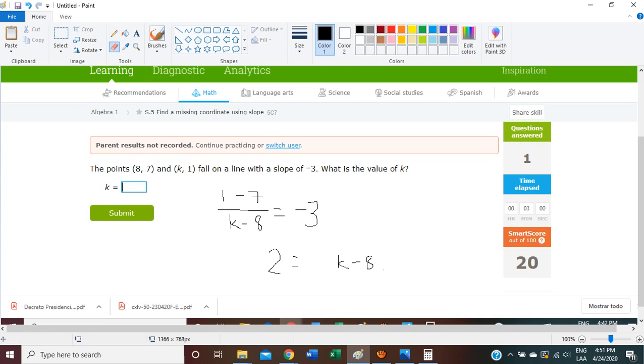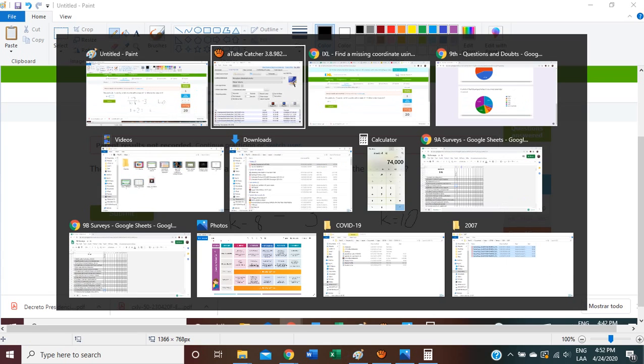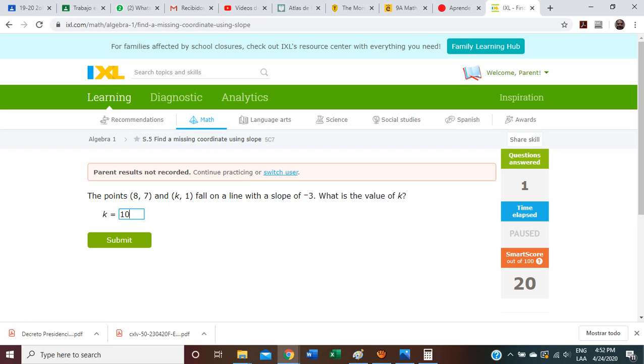minus 8. So what I am going to do now is to send this number over here. It is subtracting. Now I am going to send it by adding, because that's what we're supposed to do. So 8 plus 2 equals 10. So k at the end equals 10. So this is going to be our final answer. Let's check if we are right, and awesome, keep it up.